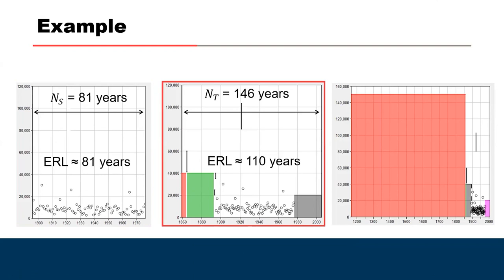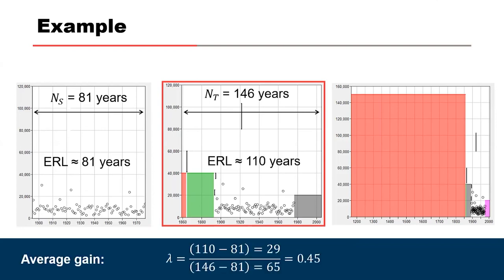In this example, we added 65 additional years of total record, but the value of the information provided in the additional data was only worth 29 years because of the uncertainty in the data. The average gain of 0.45, there's the equation there, means that each additional year added to the total record provided about 0.45 equivalent years of information.